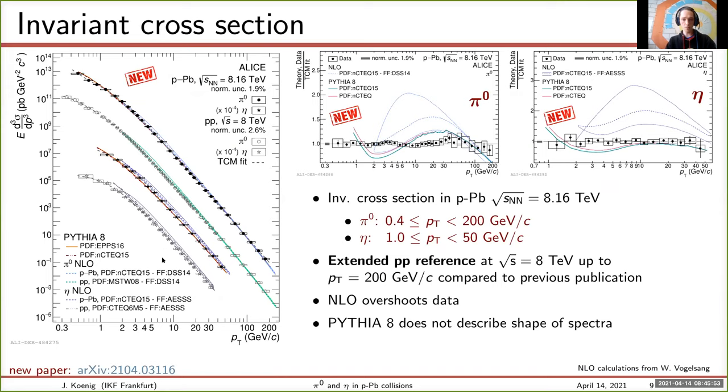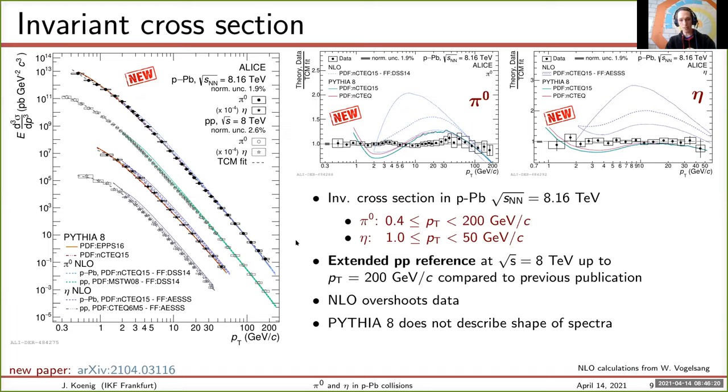So now we have the invariant cross-section of pi zeros and etas in p-Pb collisions at 8.16 TeV. You can see them here on the left as a function of pT in the closed markers, here for the pi zero and for the eta. And I want to highlight the pT coverage that we achieve. For the pi zero, it's from 0.4 to 200 GeV/c, making this the identified particle measurement with the highest pT reach that we've measured so far. And for the eta, we go from 1 to 50 GeV/c.